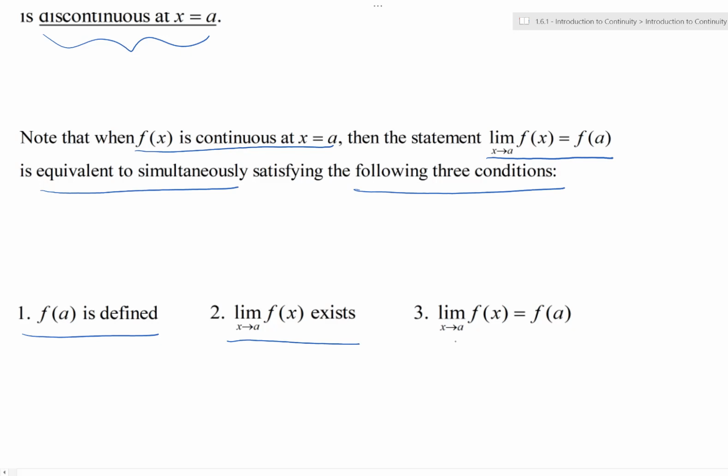And even if we have those two things, it still might not be continuous at x is a. And that's why we say, well, those two quantities should be equal to each other, right? So we've got to go through this checklist here, make sure all three statements are satisfied at x is a. And if so, then we can conclude that the function is continuous at x is equal to a.